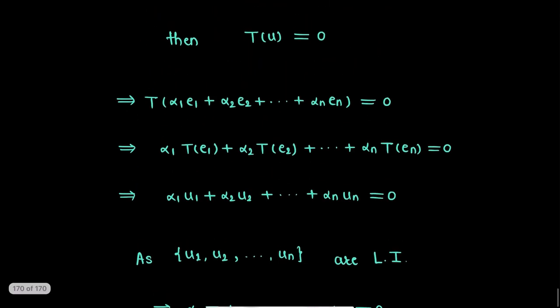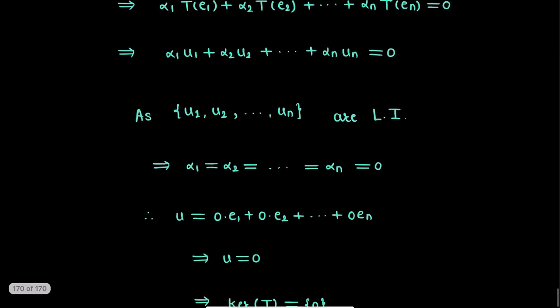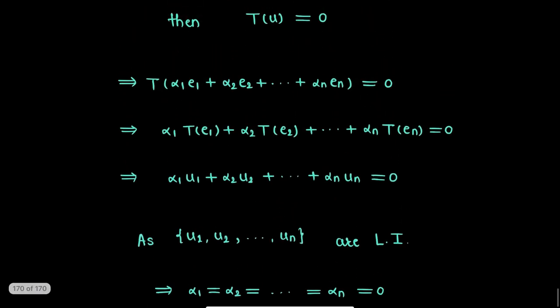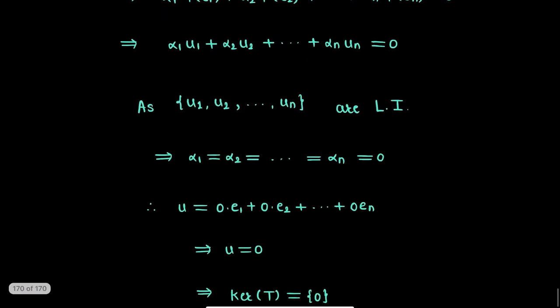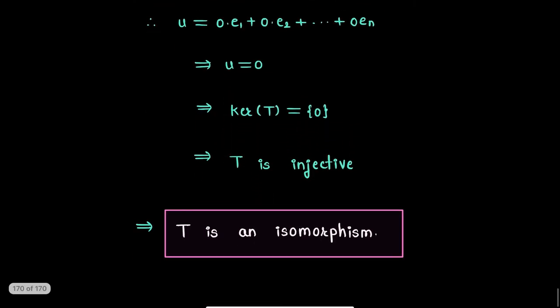Therefore, this representation of u becomes u is equal to 0 E1 plus 0 E2 plus and so on plus 0 En, and so u will be equal to the zero vector. Since u was an arbitrary vector in kernel T, we have kernel T equal to the singleton zero vector, and so T must be injective, that is, T is 1-1, and therefore T is an isomorphism, and this proves our result.